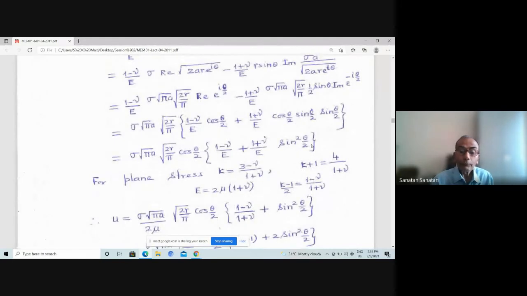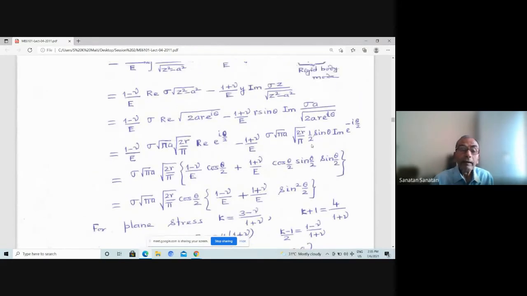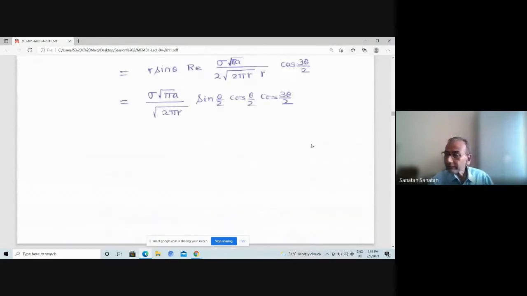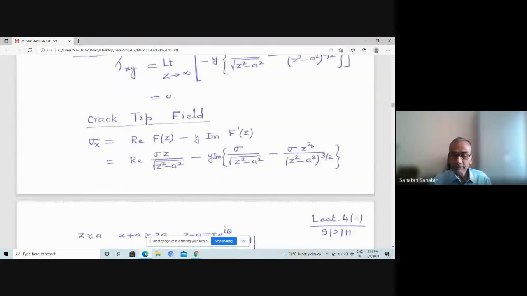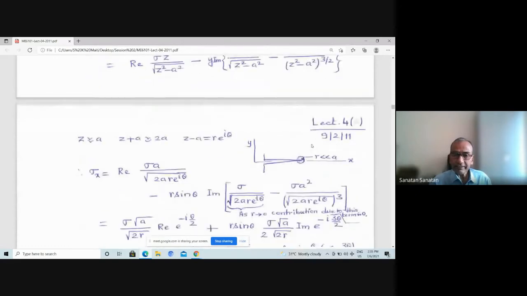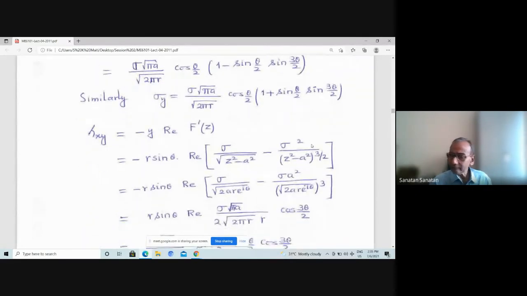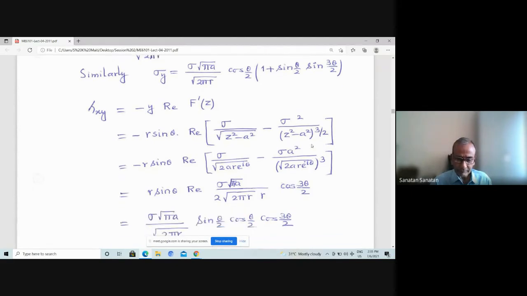Yeah, so we have been able to get the stress field. Now the question is, we have to obtain the displacement field also. In the case of crack tip field, it is not only that sigma x, sigma y, tau xy are important, it is also important to find out the displacement field. How do we get the displacement?